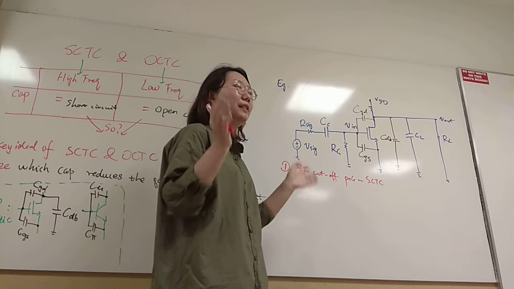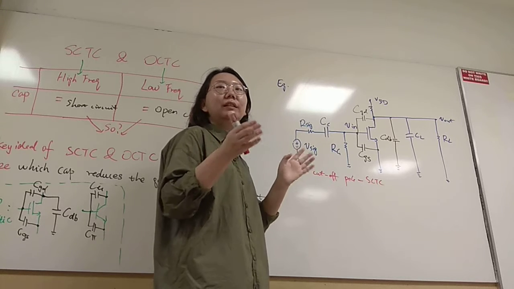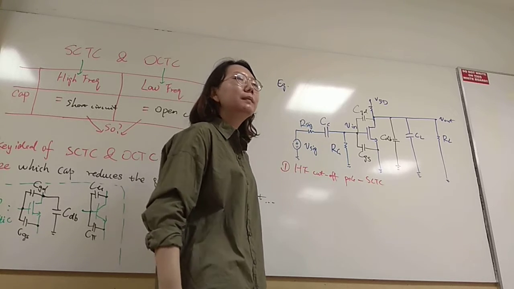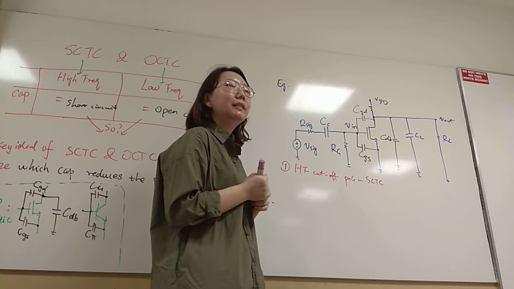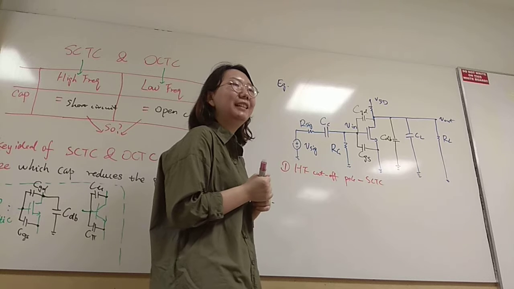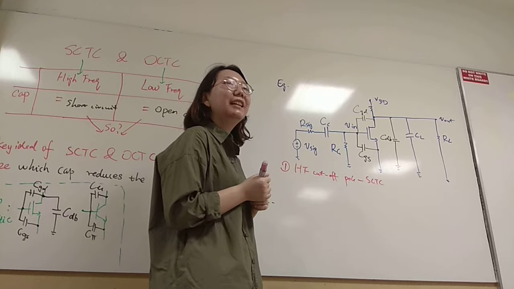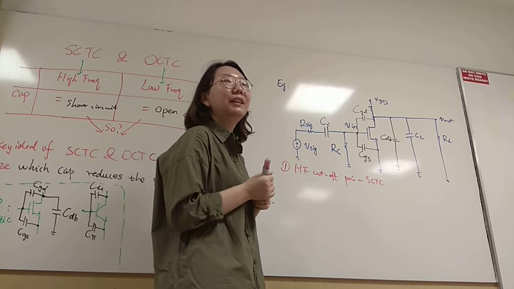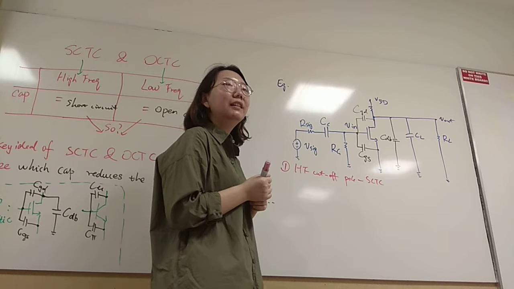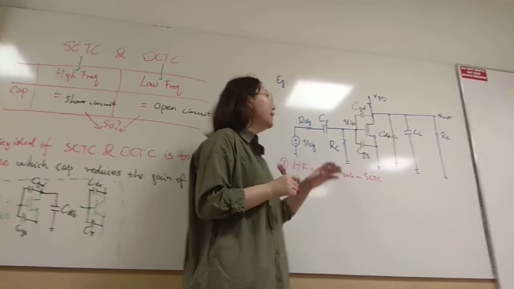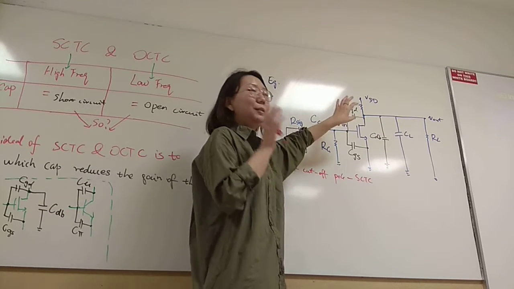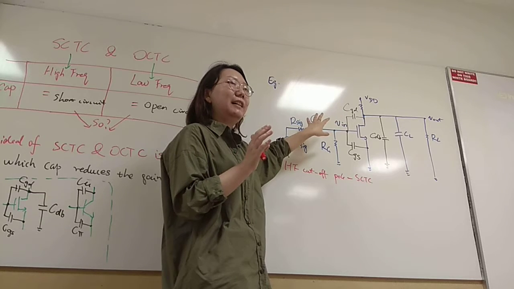Can you summarize the whole idea? If you short one, then the rest you have to open. I short one, then the rest are open. Then you analyze whether it will lower the gain. The key idea is that you need to see capacitor by capacitor.